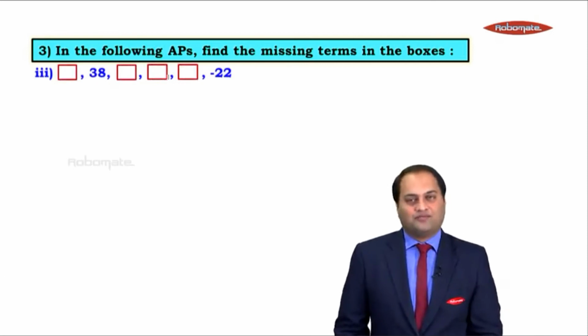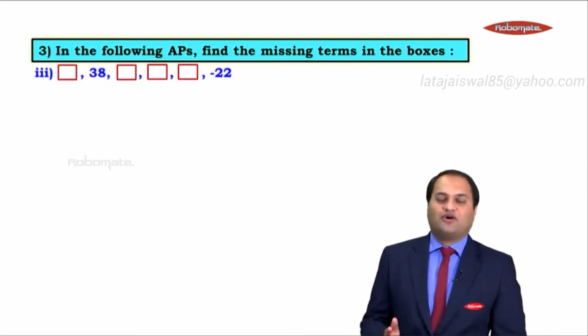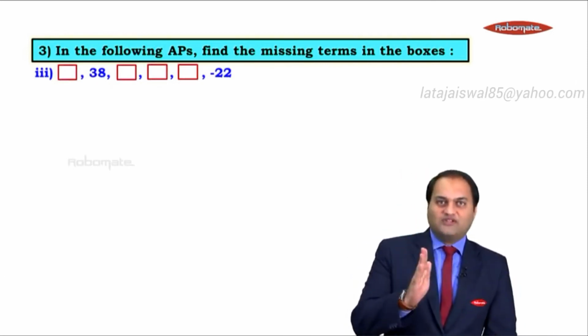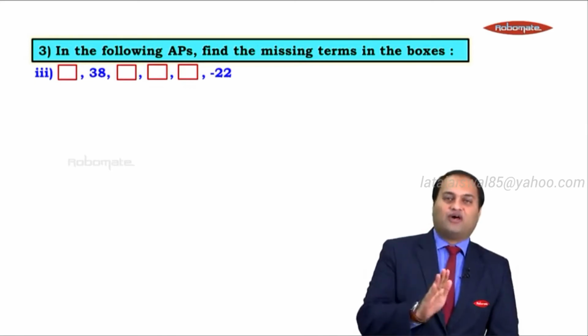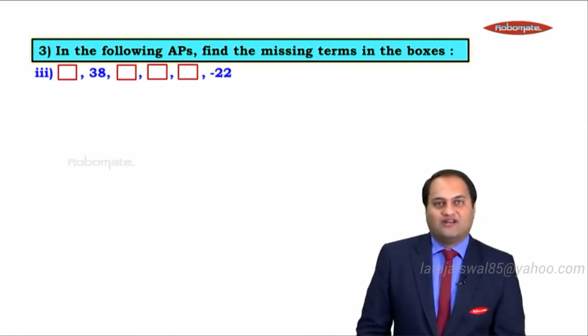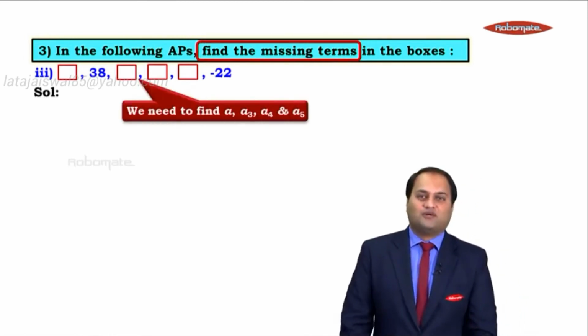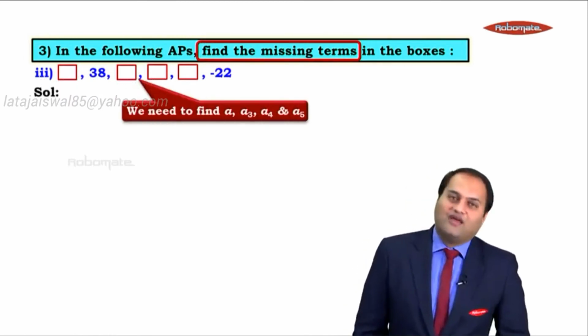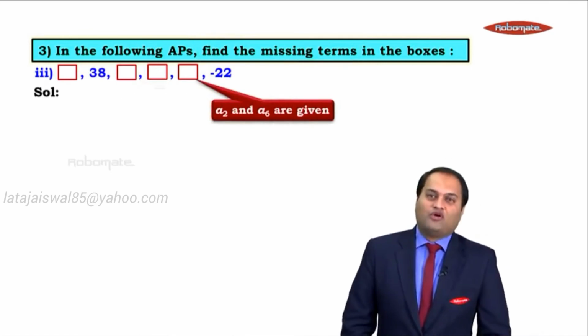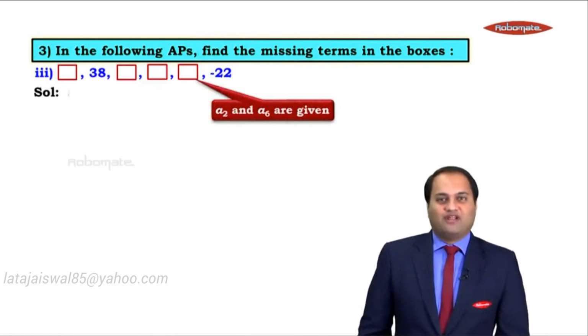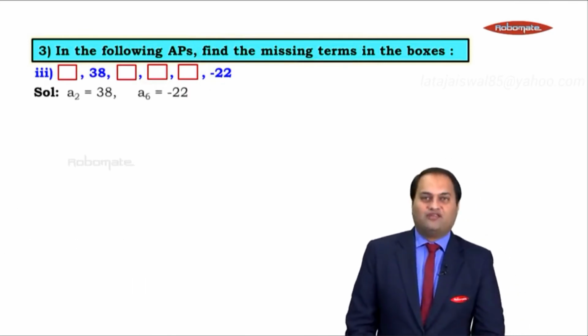A similar sum. Again, you all can see A is not given to us. A2 is given to us. A3, A4, A5 are missing. And minus 22, that is A6, is given to us. So let's find the missing terms. The missing terms are A3, A4, A5. What is given to us? A2 and A6 are given.